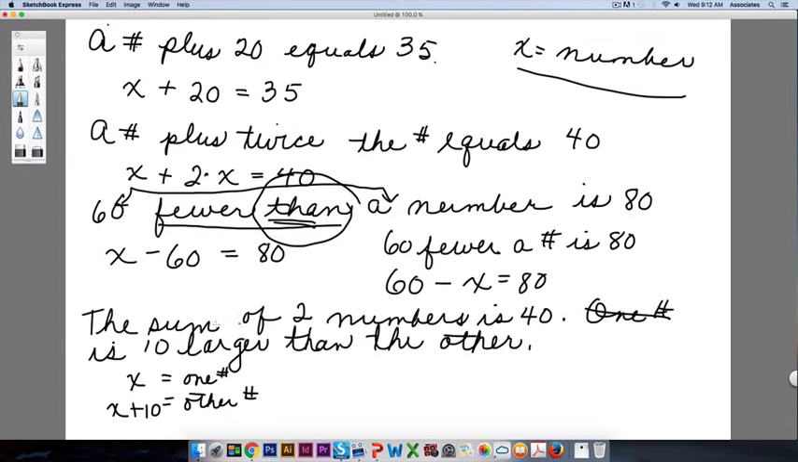Now I've used this piece of information once. I don't want to use it again. Now I go back. The sum means to add the two numbers. One of my numbers is x. One of my numbers is x plus 10. And it says it's equal to 40. And there's my equation. Wasn't so bad, was it?